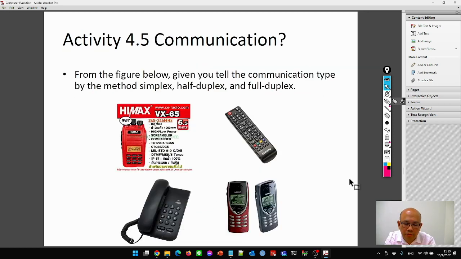Here in this activity 4.5, please tell me which one is full duplex, and which one is simplex or half duplex.